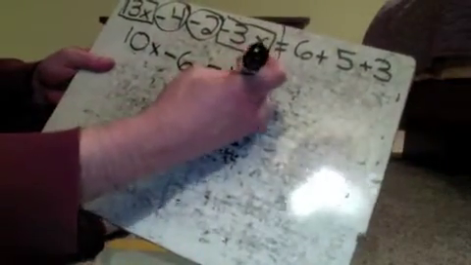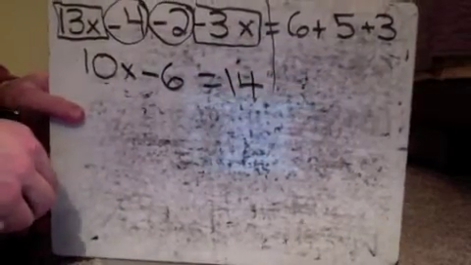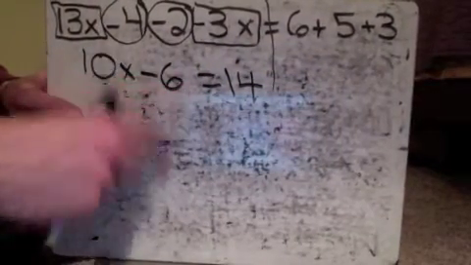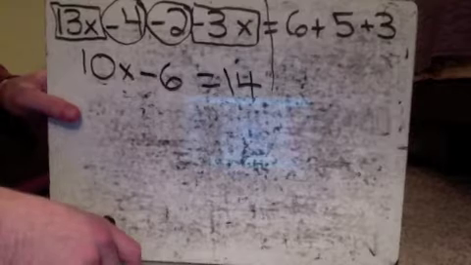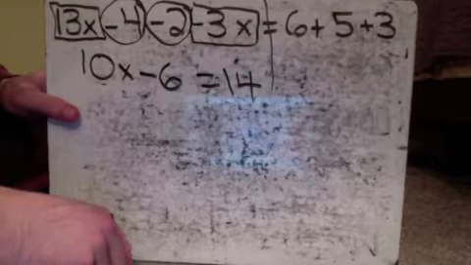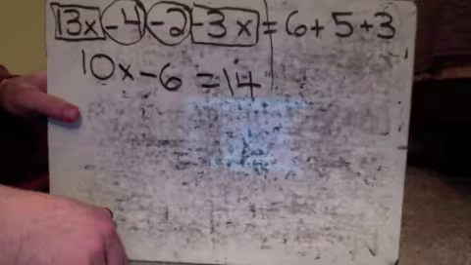Okay. Here's what our problem looks like now after we've combined things together: 10x minus 6 equals 14. Now, some of you guys could probably go through and figure out what x is right now, but again, I'm going to show you ways to do it here.